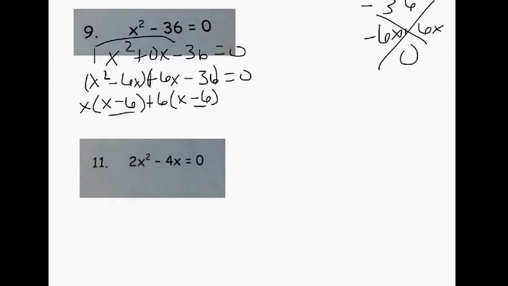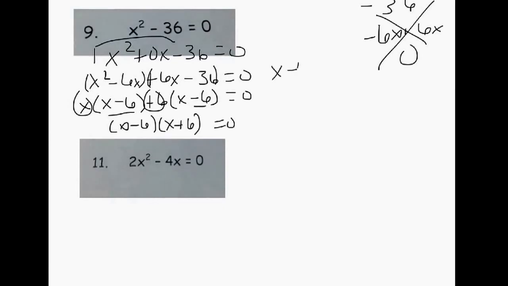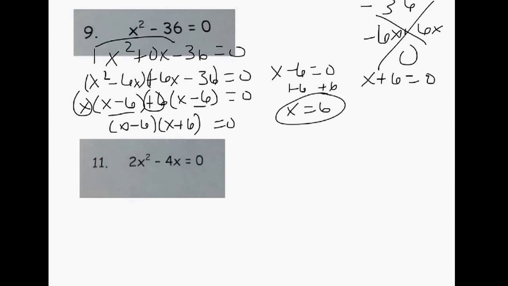Remember, these in the parentheses are always going to be the same. So I get x minus 6 is 1, and then on the outside is x plus 6. Set each one equal to 0. Add 6 to both sides. I get x equals 6. Subtract 6 from both sides, and I get x equals negative 6.